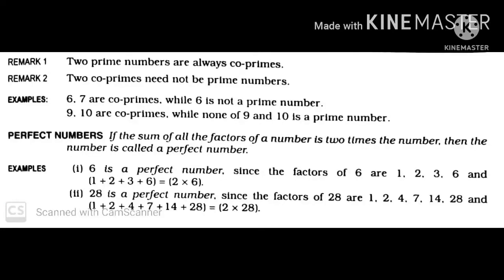The next is perfect number. What is perfect number? If sum of all the factors of a number is 2 times the number, then the number is called a perfect number. For example, 6 is a perfect number since the factors of 6 are 1, 2, 3, 6, and 1 plus 2 plus 3 plus 6 is equal to 12, which is twice the number. Okay, and again 28. 28 is also a perfect number because the sum 1 plus 2 plus 4 plus 7 plus 14 plus 28 is equal to 2 into 28, right?